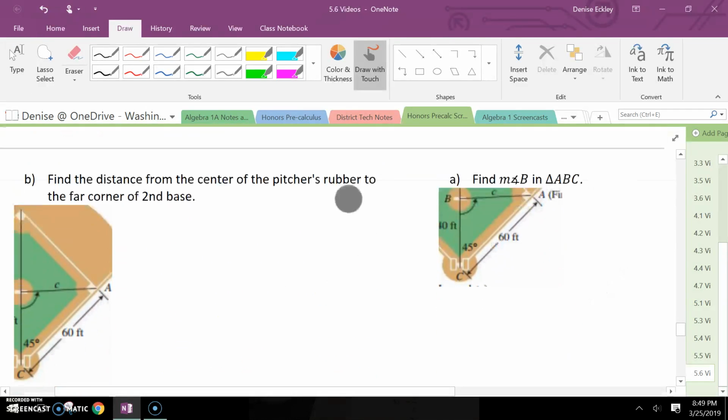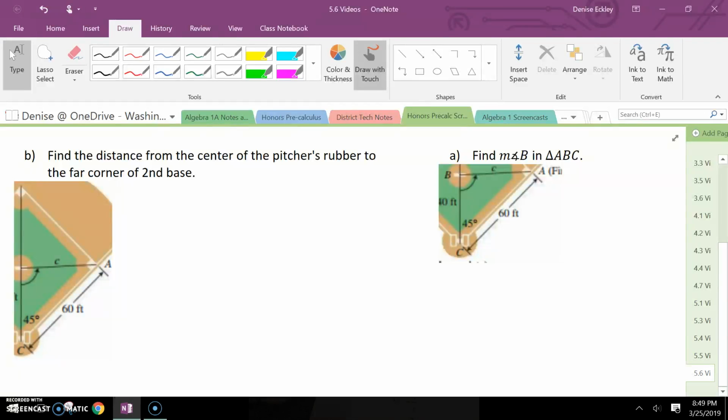Then, in part B, we're asked to find the distance from the center of the pitcher's rubber to the far corner of second base. So now what we're looking for is this section right here. So what we want to do is form a different triangle where we have 60 here. This is a right angle right here. And we also know that the distance between the bases has to be the same. So this is 60 feet.